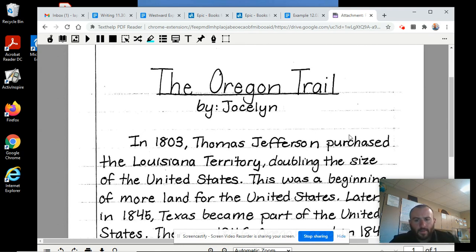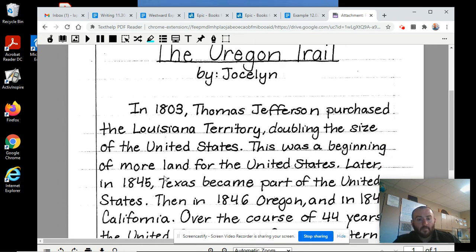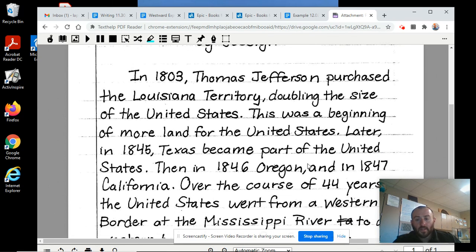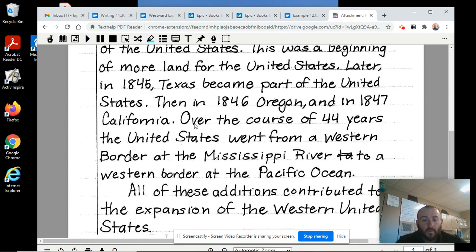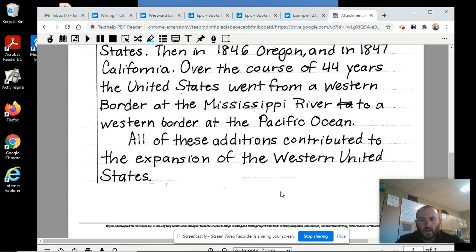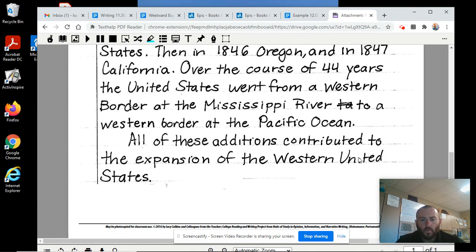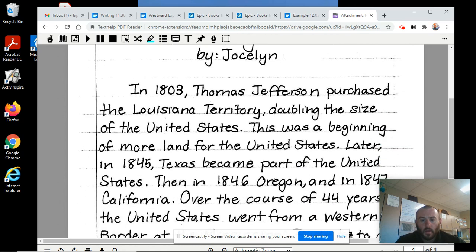In 1803, Thomas Jefferson purchased the Louisiana Territory, doubling the size of the United States. This was a beginning of more land for the United States. Later in 1845, Texas became part of the United States. Then in 1846, Oregon, and in 1847, California. Over the course of 44 years, the United States went from a western border at the Mississippi River to a western border at the Pacific Ocean. All of these additions contributed to the expansion of the western United States.